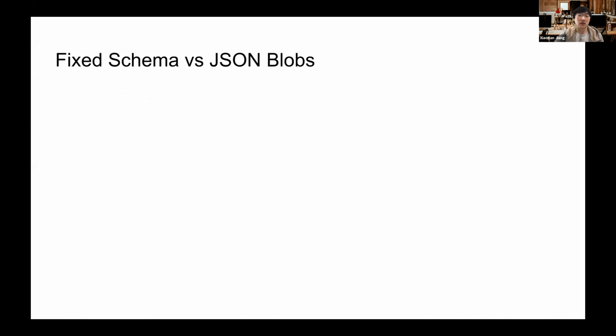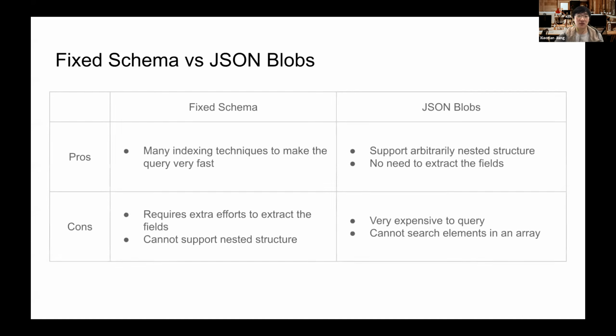So right now we see two approaches. Let's compare the pros and cons. First, for the fixed schema, the pro is that we already have very rich indexing techniques inside Pinot to make the query very fast. But firstly, you need to take some extra effort to extract the fields from the JSON blob. More importantly, it cannot support nested structure. So that's not an option in my opinion.